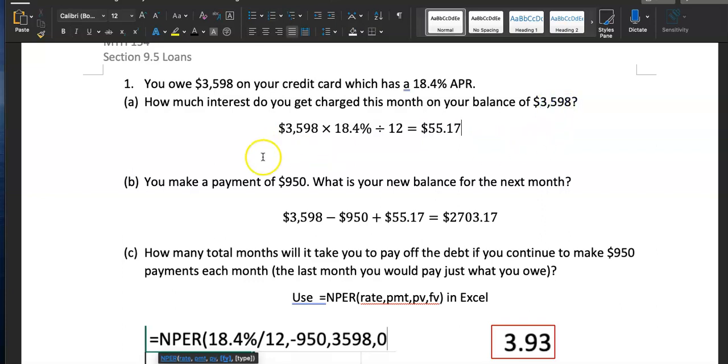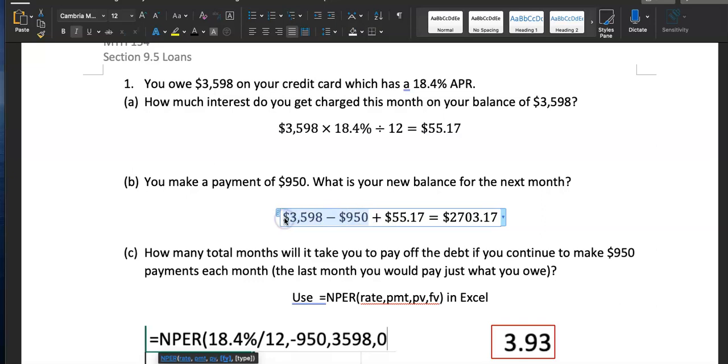$3,598. Now, suppose you make a payment of $950. What is your new balance for the next month? For this one, start with the original balance, okay? The original balance of $3,598, but because you made a payment, you're going to subtract that $950 from it, right?